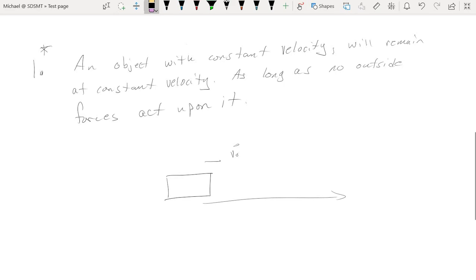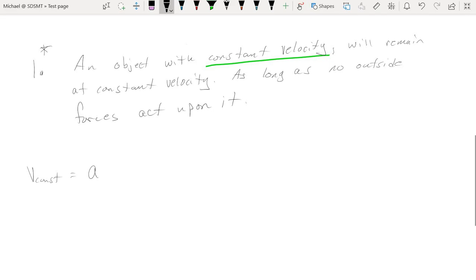So now we have to start getting a bit critical with how we interpret some of these terms. The term constant velocity. What does that mean? Well, constant velocity means that the acceleration has to equal 0. And 0 acceleration means that the velocity has to be constant.